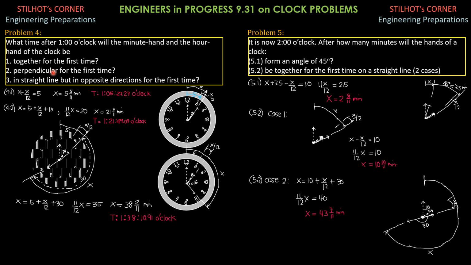For 4.3, we draw another clock reading 1 o'clock. Then they are on a straight line in opposite directions. So this would be the figure. From the initial position of the minute hand to its final position, x as usual. Then initial position of the hour hand to its final position, x over 12. It should not go beyond 2 because the time should always be 1-something for this problem.